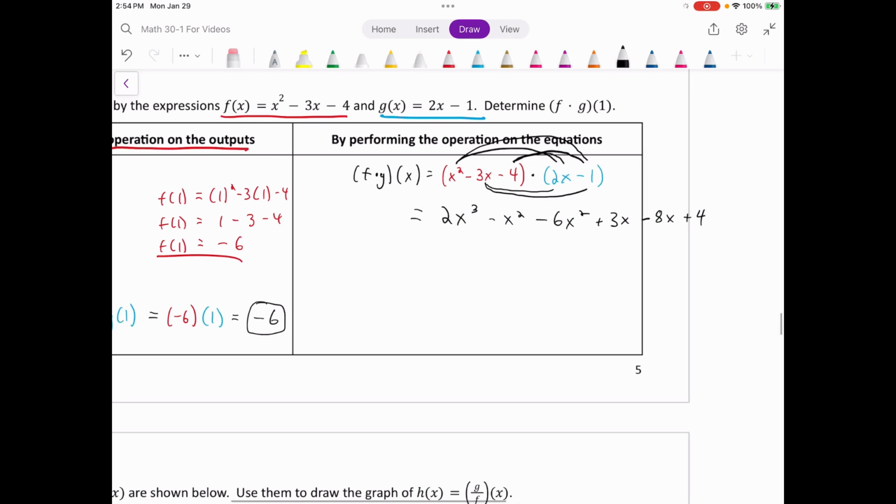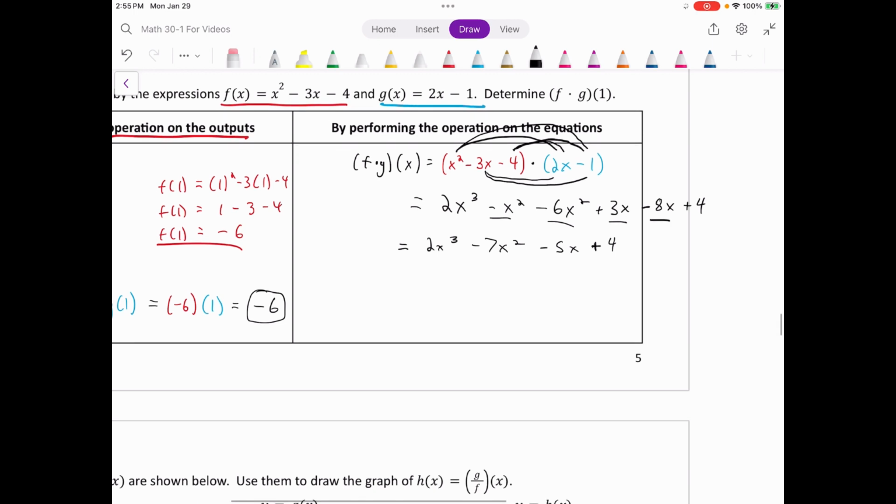All right, so we did it. We multiplied all 3 of these by both of these. Now we just have to simplify a bit. There's nothing to combine with the x cubed. However, I've got 2 x squared terms: a negative 1x squared, and minus 6x squared, which leaves me with negative 7x squared. And then a plus 3x minus an 8x gives me a minus 5x plus 4. All right, so that is f times g of x.